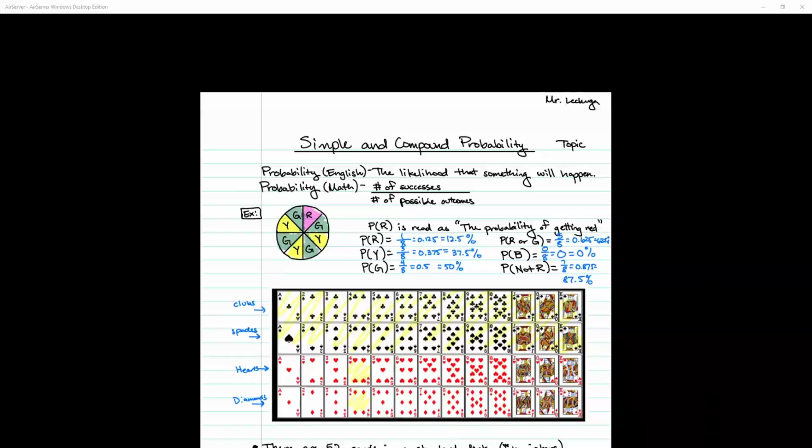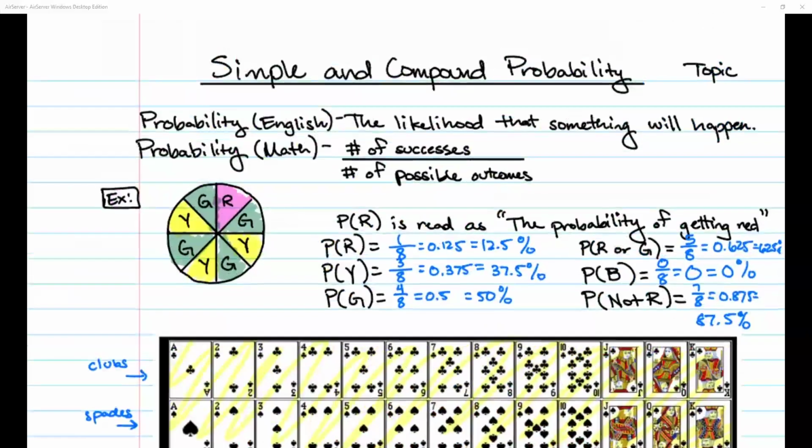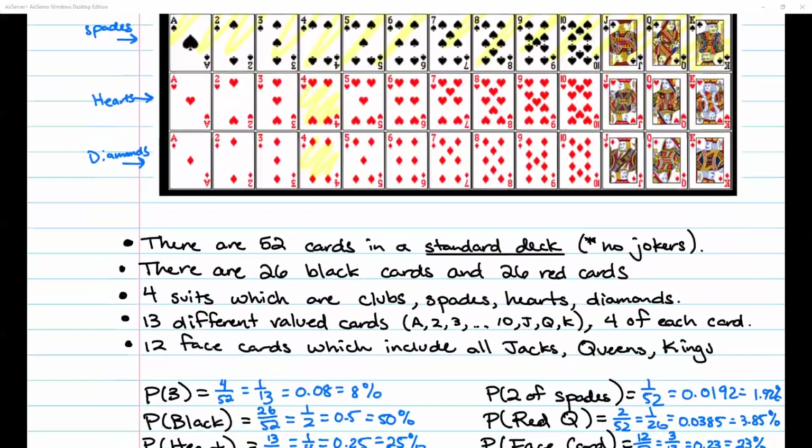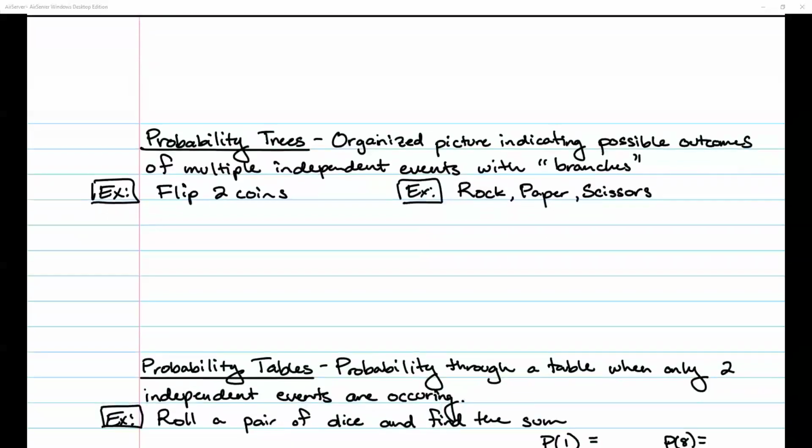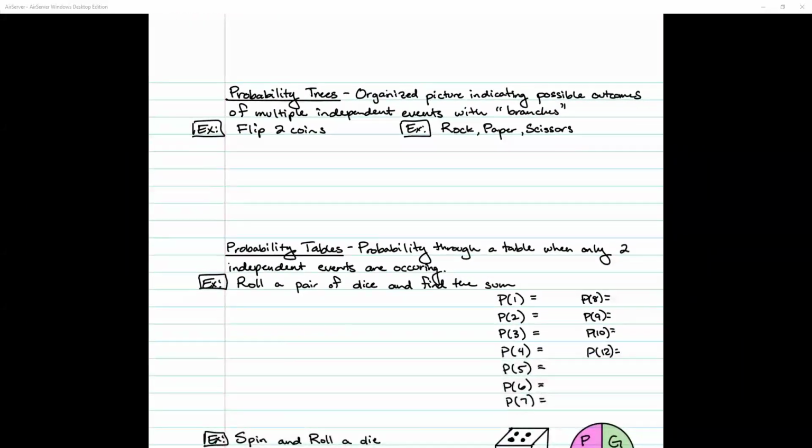Okay, today is the second day of notes on simple and compound probability. So you should have already done all of this, and we're moving on to the backside. Go ahead and press pause on the video and copy down whatever you need to copy down. I'm going to assume you already did that, and we're just going to move on to the notes.